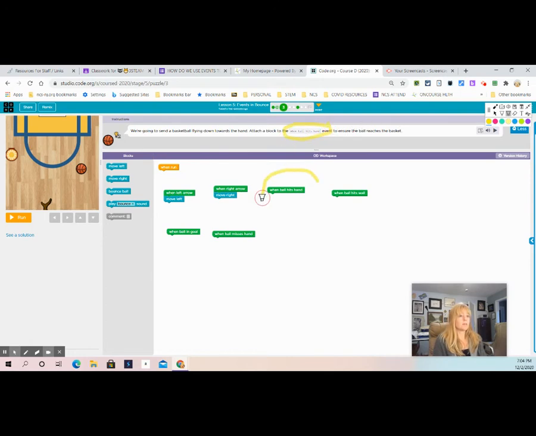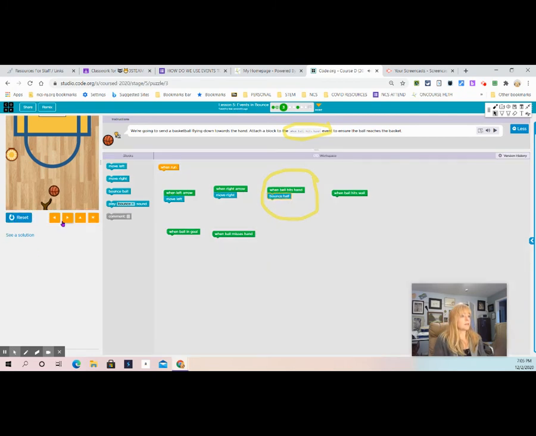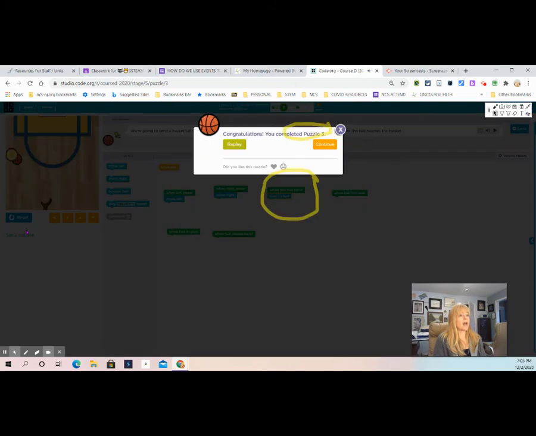So here's the when ball hits hand. Now we need to look in our toolbox of blocks and see which one would work. Well, when the ball hits the hand, it should bounce. So we're going to put that underneath. Then we're going to run our game. When the ball hits the hand, it should go to the basket, and you've continued on to the next puzzle.